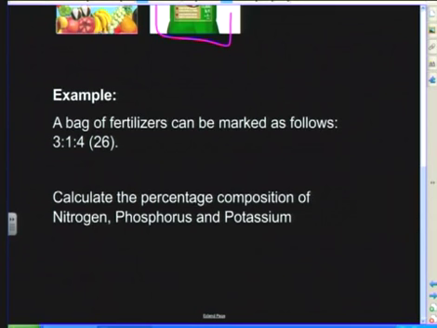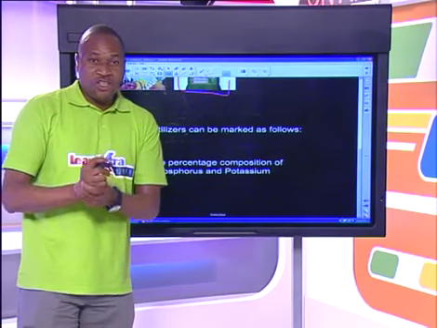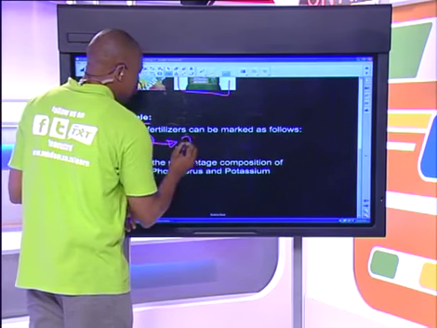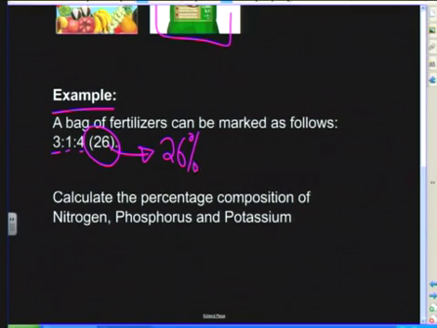In this example, for example, a bag of fertilizers can be marked as follows: 3:1:4, and you've got in brackets 26. And Abednego, I believe you are watching and listening carefully. This 26 here simply tells you that 26% of the bag is fertilizers.